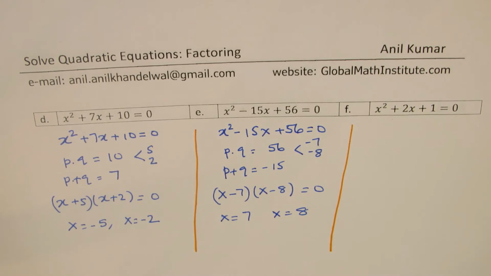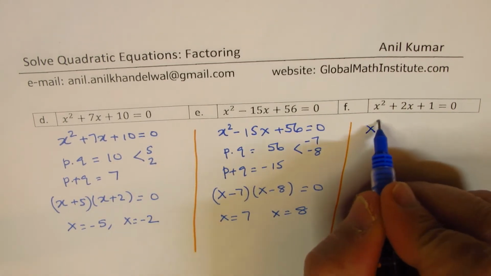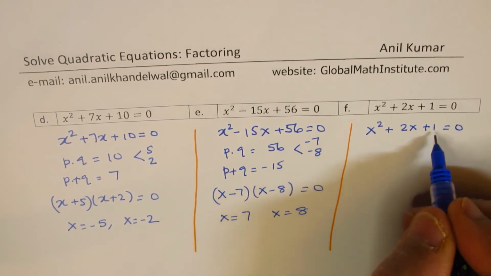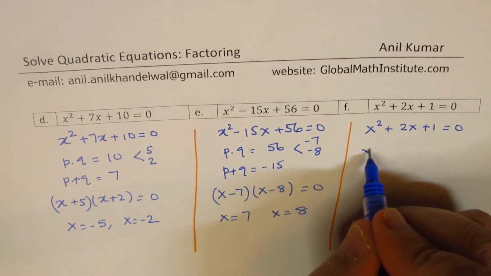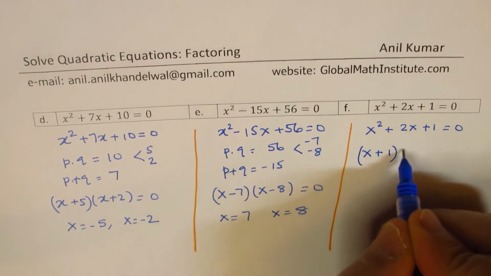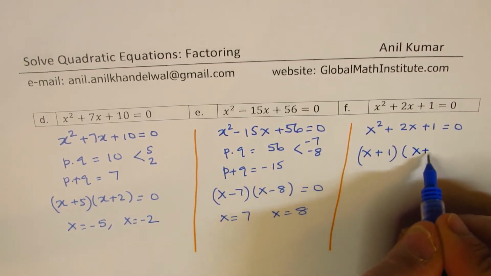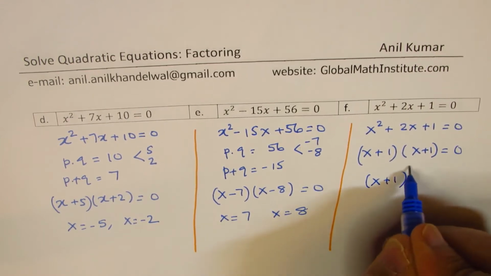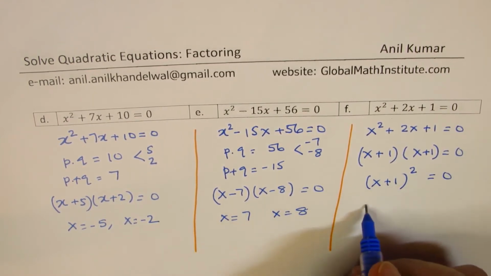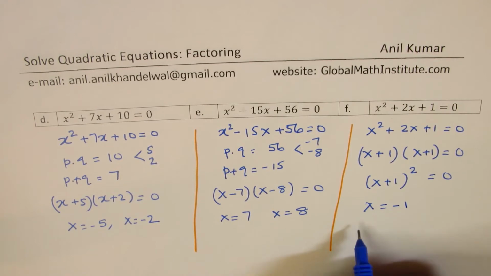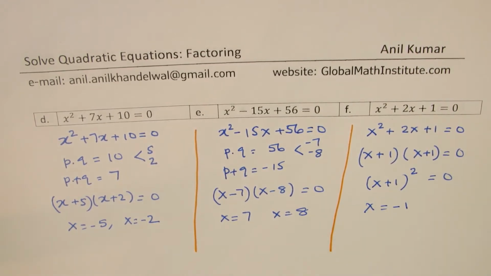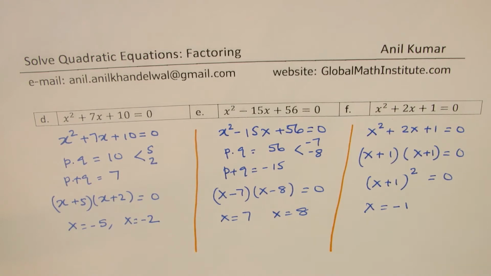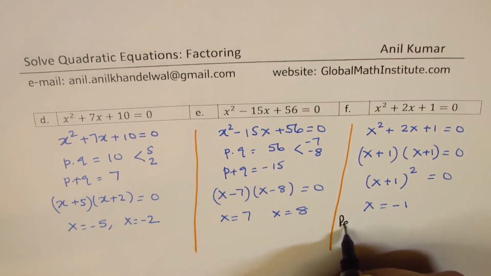Now we have x squared plus 2x plus 1 equals 0. 1 times 1 is 1, and when you add them, you get 2. So we can straight away write x plus 1 whole squared equals 0. Now in this case, you observe that x equals minus 1 is the only solution, right? This kind of trinomial is also called a perfect square, right?